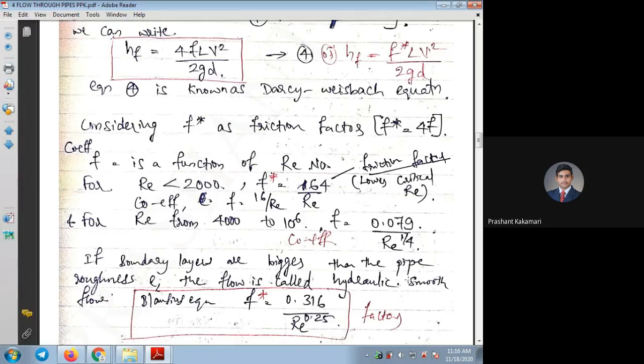It's not exactly smooth flow, but we are calling it hydraulic smooth flow. So from the friction factor, we can find out the coefficient of friction. This is given by the Blasius equation, when we cannot define the exact layer which is in contact with the pipe inner surface. In that case, we use the friction factor given by the Blasius equation, that is 0.3160 divided by Re raised to 0.25. So these are the different friction factor or coefficient of friction equations used depending upon the Reynolds number.